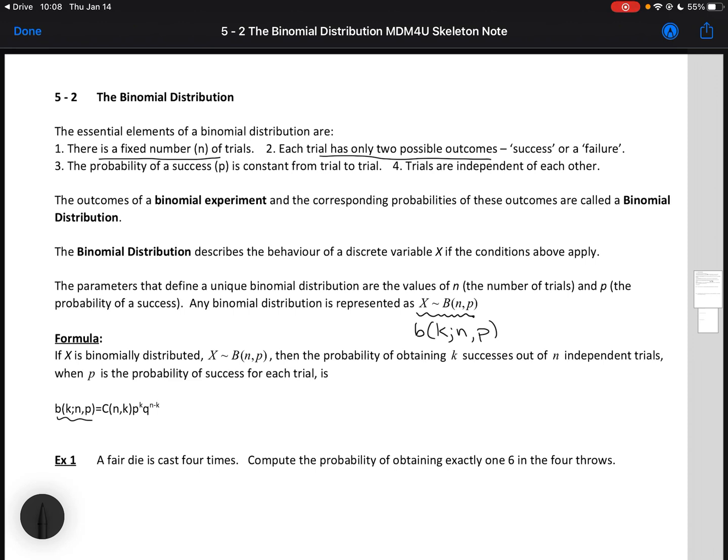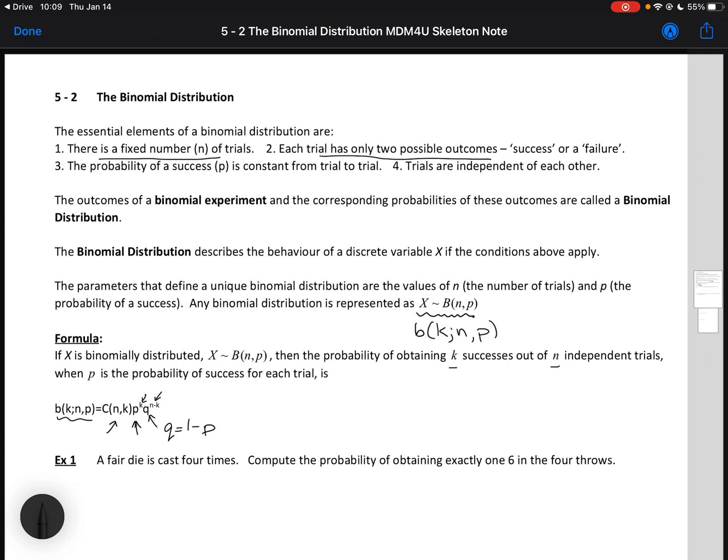So if x is binomially distributed, then the probability of obtaining k successes out of n independent trials, when p is the probability of success for each trial, is given by this expression below. So n choose k, the probability of success raised to the exponent k, the number of successes that you want, times q, the probability of failure, raised to the number of failures that you're going to have in your setup of the experiment. So q is equal to 1 minus p.